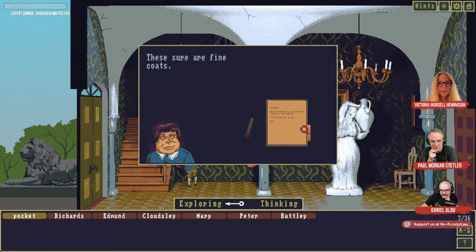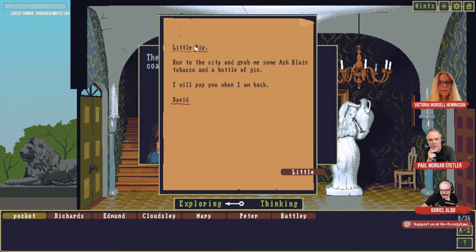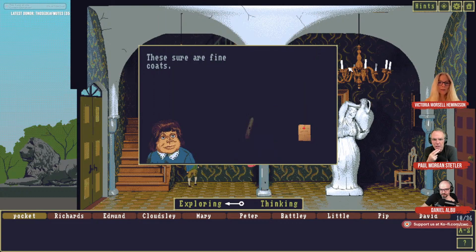Expensive cigar. Little Pip, run to the city and grab me some Ash Blair tobacco. Ash Blair and a bottle of gin. I will pay you when I get back. David.